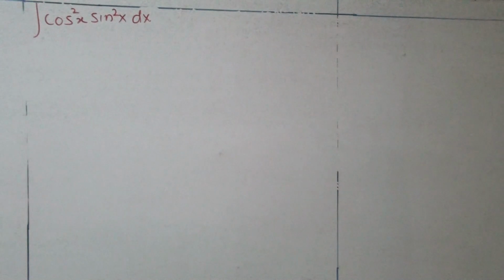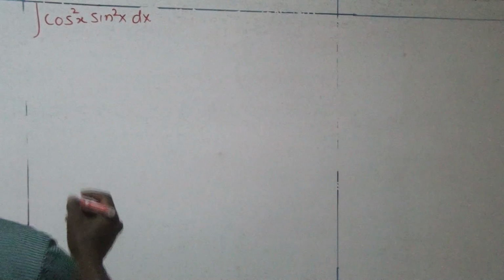Here we're going to use the technique of first looking at a trigonometric identity. We're going to find an expression that will be very convenient for us to replace cos squared x or sine squared x.